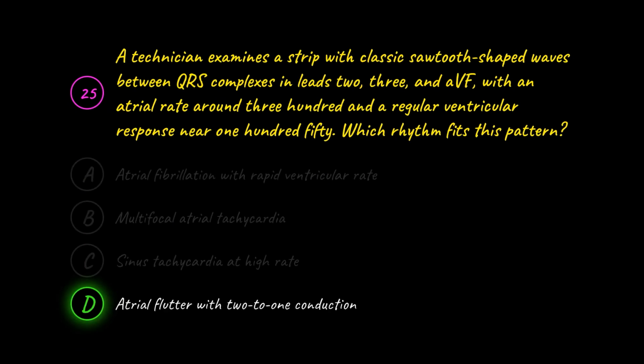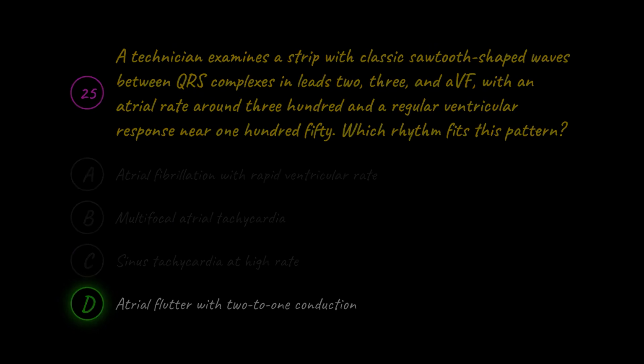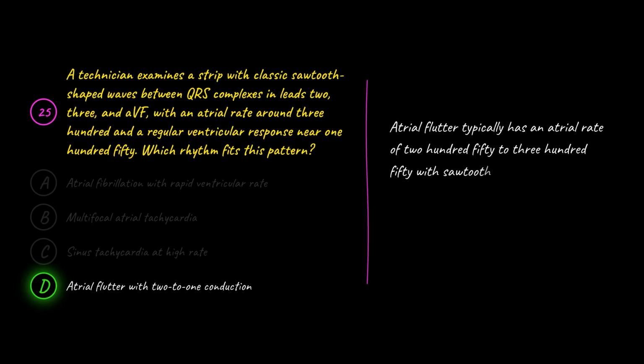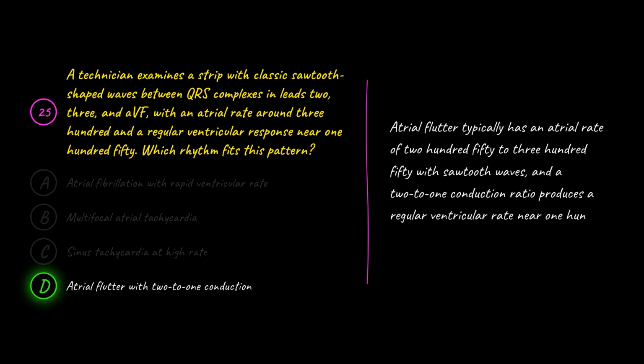The correct answer is D. Atrial flutter with 2-to-1 conduction. D is correct because atrial flutter typically has an atrial rate of 250 to 350 with sawtooth waves, and a 2-to-1 conduction ratio produces a regular ventricular rate near 150. The pattern fits classic flutter.